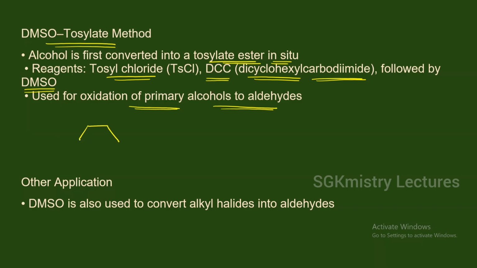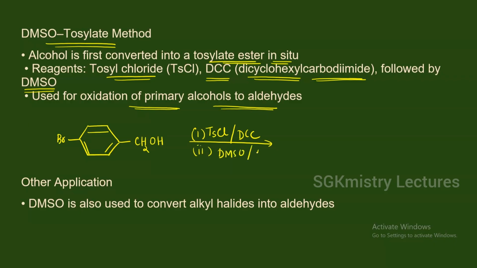So let us take an example. We take here a bromo group, and I'm going to take a primary alcohol group. The first step is you treat it with tosyl chloride and DCC, that is dicyclohexylcarbodiimide. Then DMSO and sodium bicarbonate are taken. Here, selective oxidation of CH2OH to the aldehyde takes place, so you're going to get the CHO group.